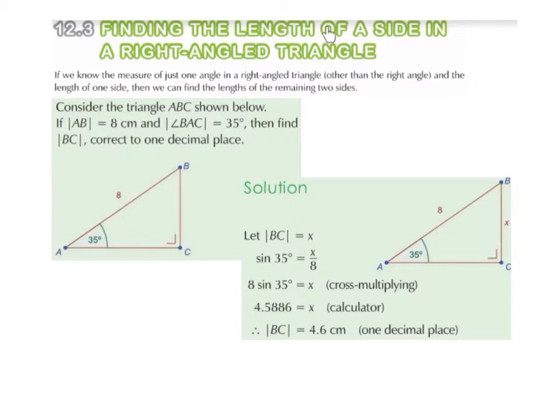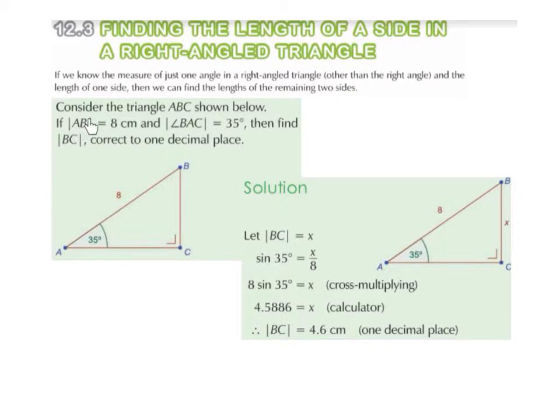Finding the length of a side in a right-angled triangle. If we know the measure of just one angle in a right-angled triangle, other than the right angle, and the length of one side, then we can find the lengths of the remaining two sides. Consider the triangle ABC shown below. A, B, C.